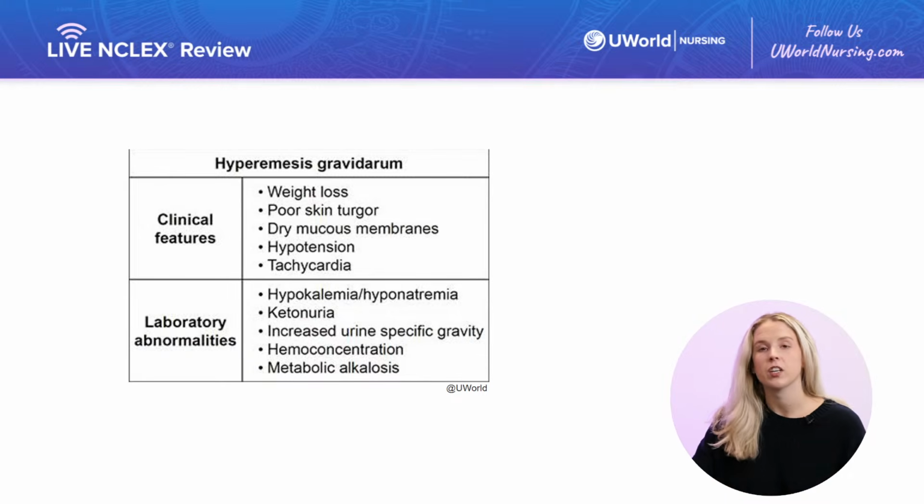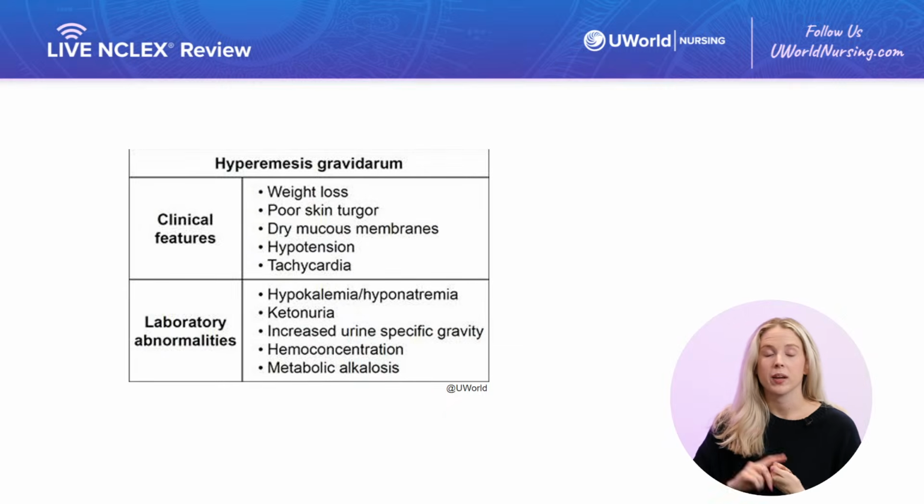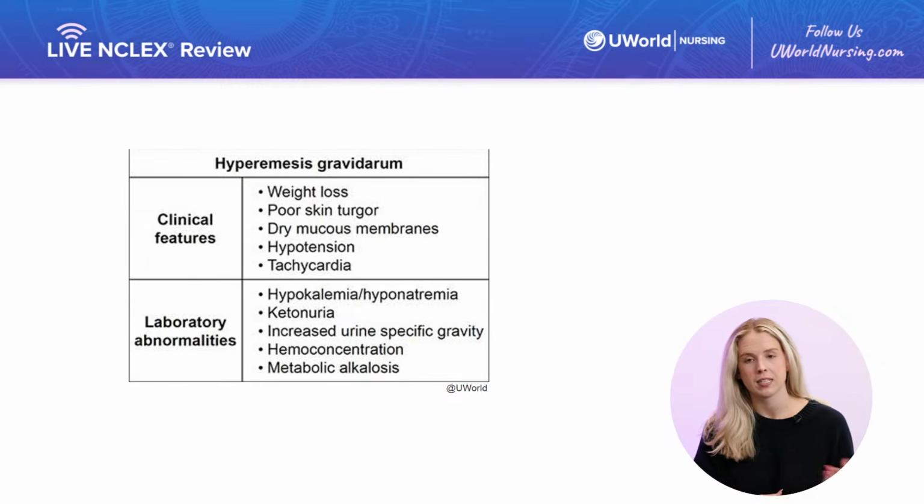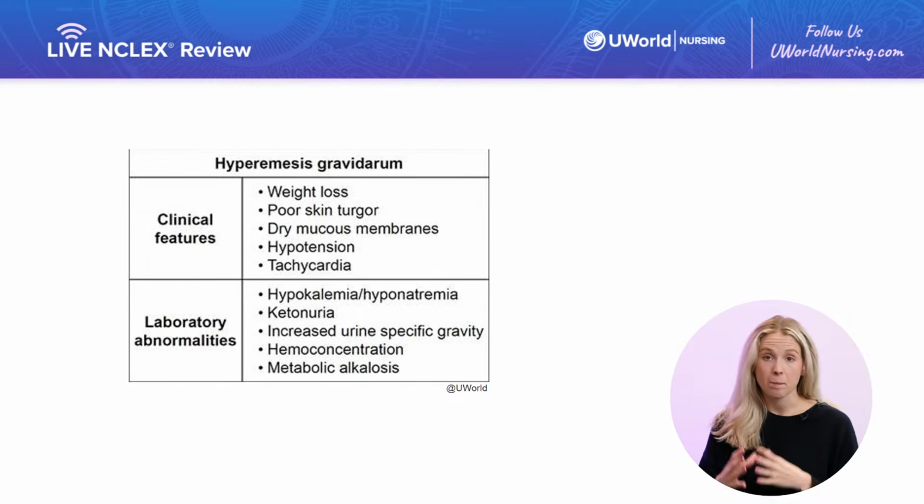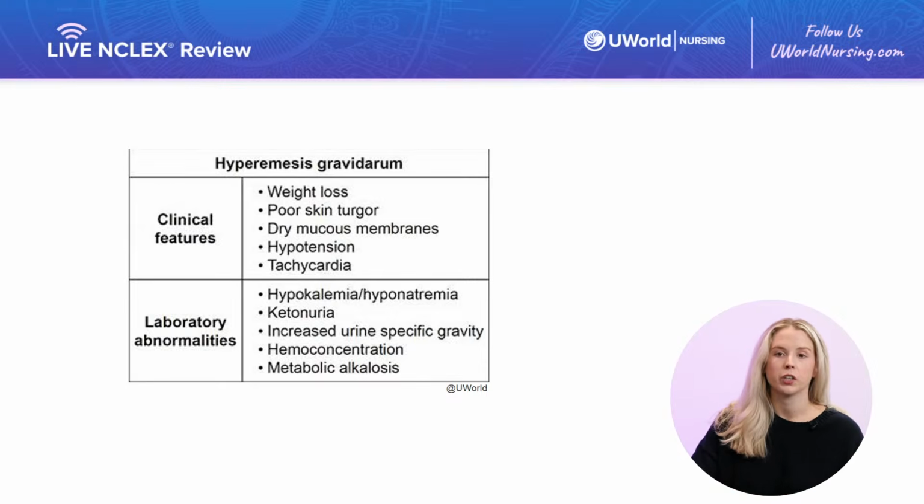And they can also have increased hematocrit, which is just a sign of concentrated blood because there's less fluid flowing through there because this client is dehydrated. We can also see electrolyte imbalances, so hypokalemia or low serum potassium, as well as the potential for metabolic alkalosis, and something called ketonuria can happen.